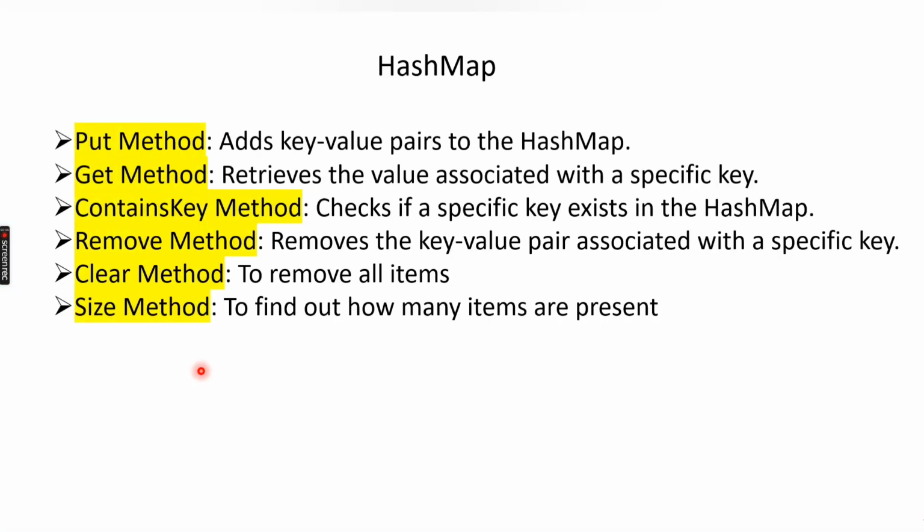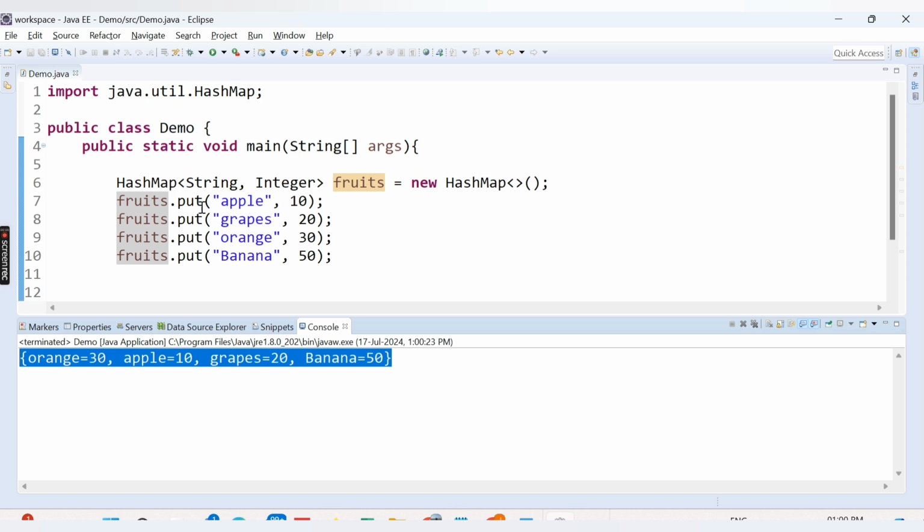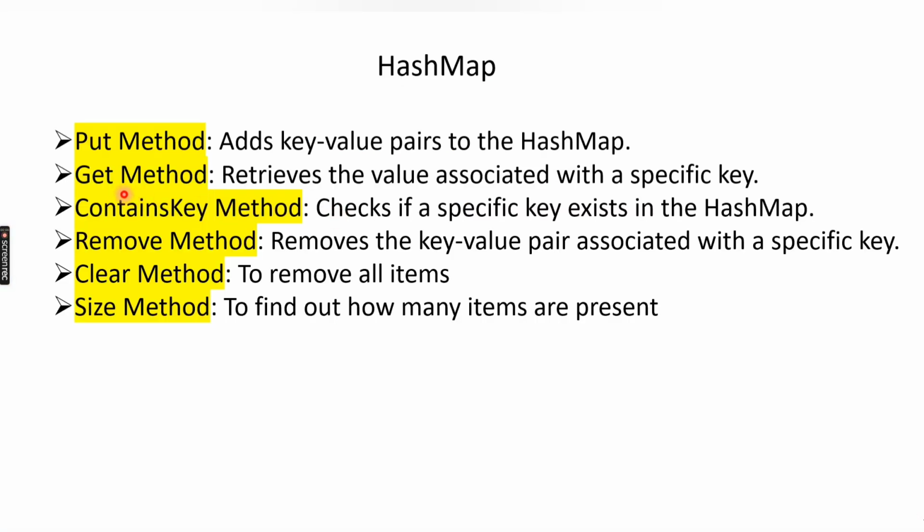Now we want to learn the different methods available for HashMap. The first method is the put method. The put method is used to add key value pairs to the HashMap. That we have already seen. With the help of the put method, we can add the values inside the HashMap. The second method is the get method. The get method is used to retrieve the value associated with a specific key. Here as a parameter you need to pass the key, and the get method will return us the value for that particular key. Let's see in the demo.